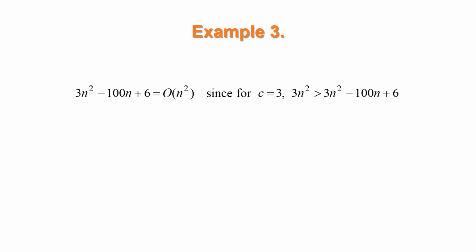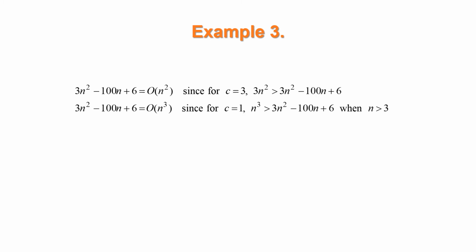Example number 3. 3n squared minus 100n plus 6 equals O of n squared, since for c equals 3, 3n squared is greater than 3n squared minus 100n plus 6. 3n squared minus 100n plus 6 equals O of n cubed, since for c equals 1, n cubed is greater than 3n squared minus 100n plus 6 when n is greater than 3.